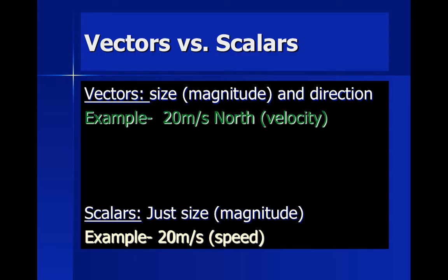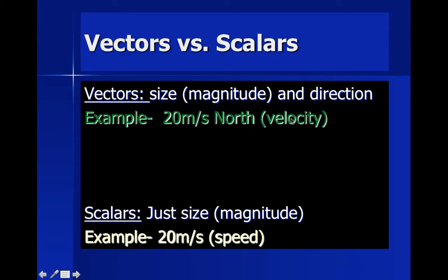So vectors and scalars are just special words we use to describe objects in physics, quantities in physics. And the main thing you need to remember is anything that needs a direction is a vector. All things in physics will have some sort of size, or what we call magnitude. If you see this word magnitude, very important to remember, that means the size. So in this example, 20 meters per second north, 20 is the magnitude. But this also has a direction, north. So this is an example of a vector. 20 meters per second north is a vector.